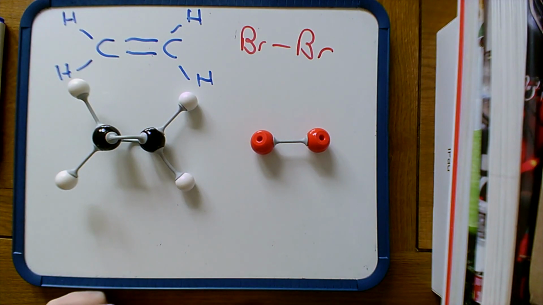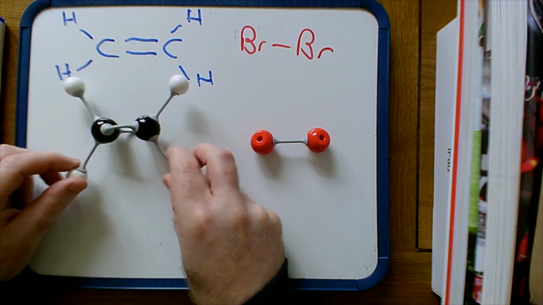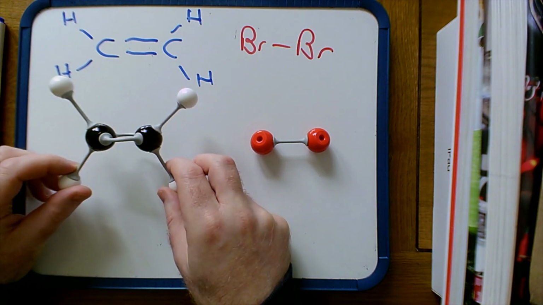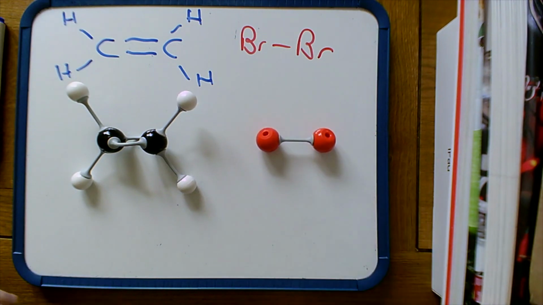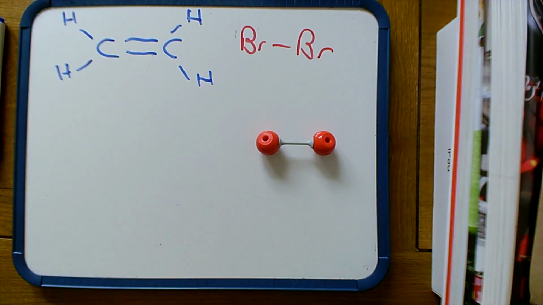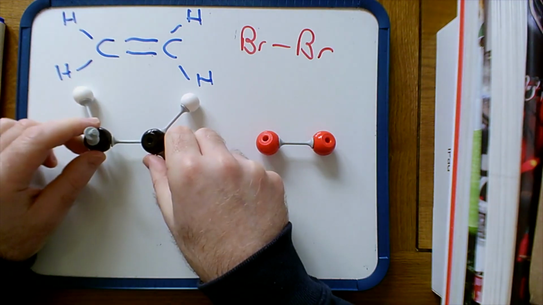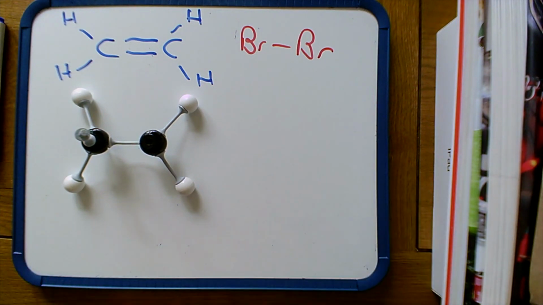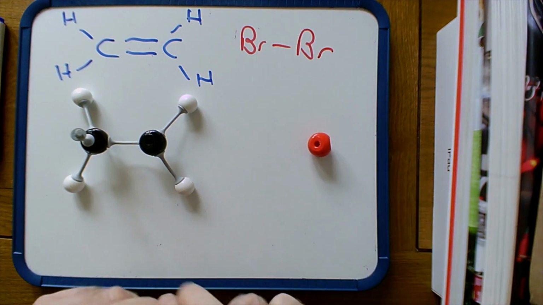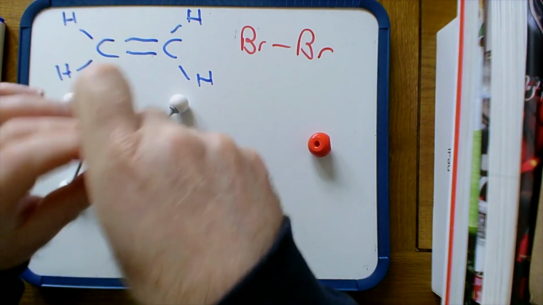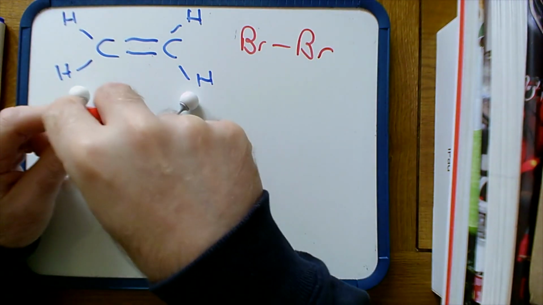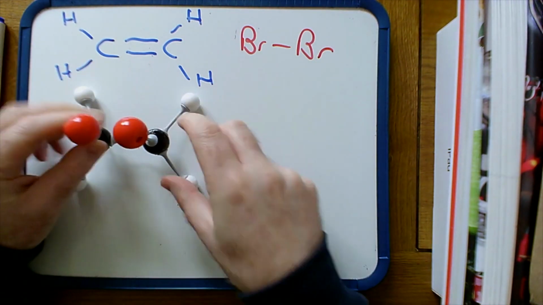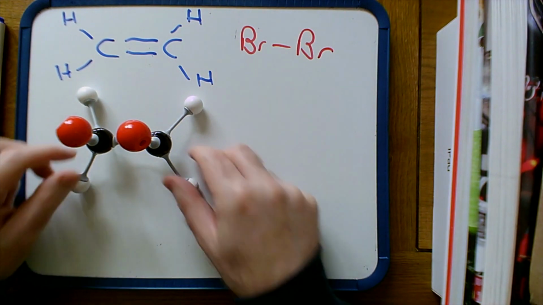Now to help you understand how addition reactions work, I've made some molecular models. So I've made a model of ethene, and it has a double bond. And I've made a model of bromine, and it's got a single covalent bond holding the atoms together. Now in an addition reaction, the double bond of the alkene breaks. So if I break my double bond, I also need to break the single covalent bond that was holding the bromine atoms together. And then all that takes place is that the bromine atoms add either side of where the double bond used to be.